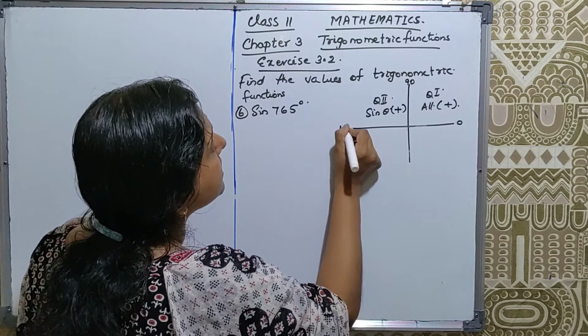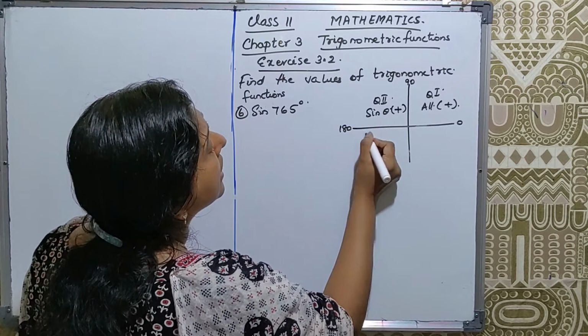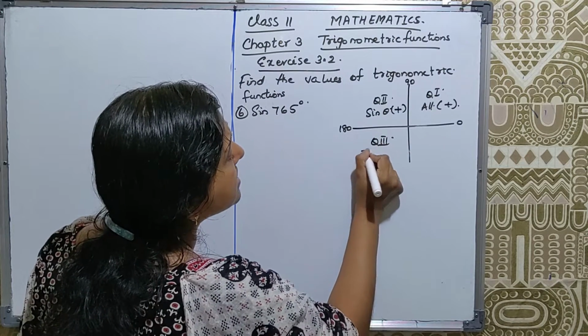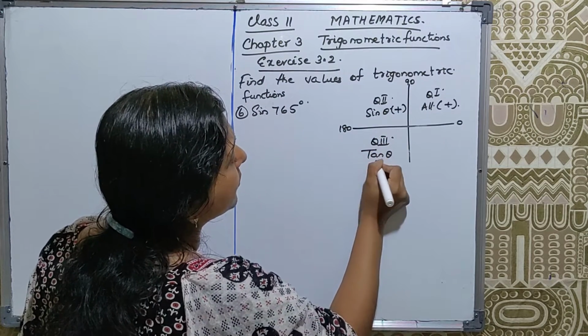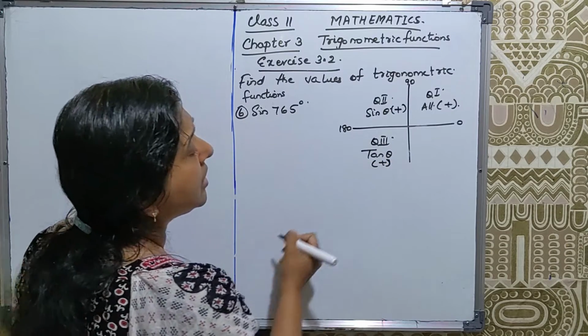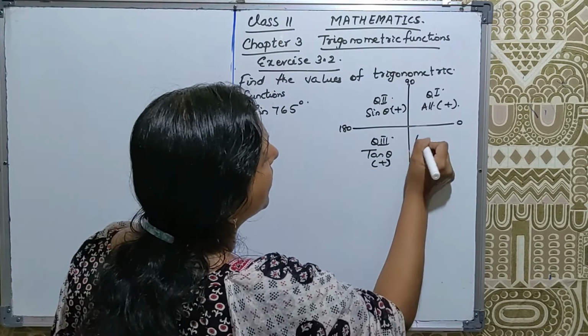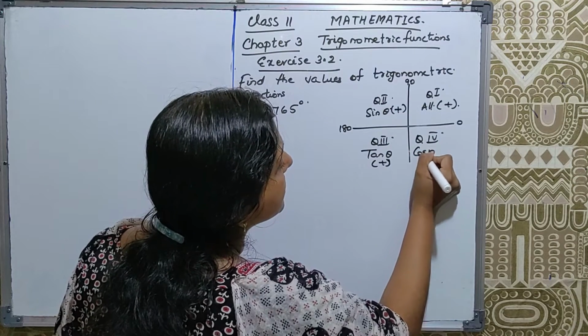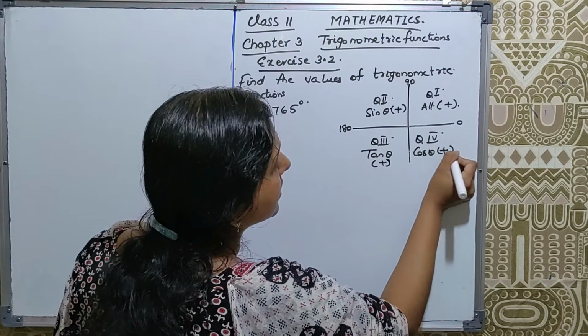Then again 180. So any value in the third quadrant, quadrant 3, actually tan will be positive. Tan theta will be positive. Then again in quadrant 4, cos theta will be positive. Cos theta and its reciprocal will be positive.